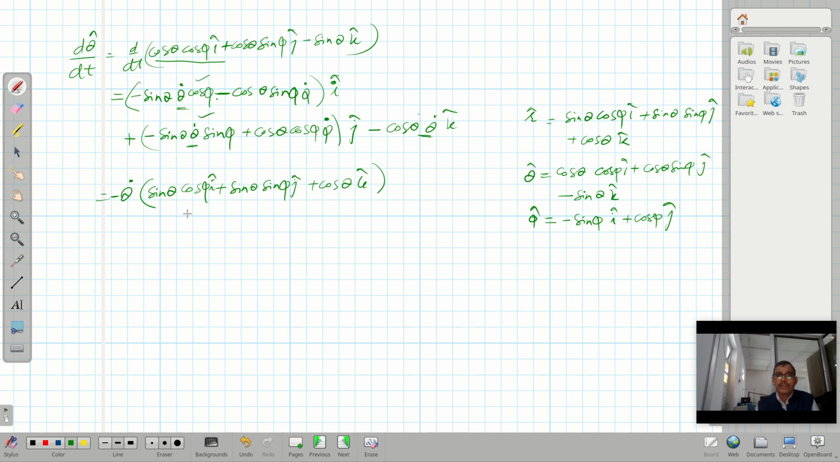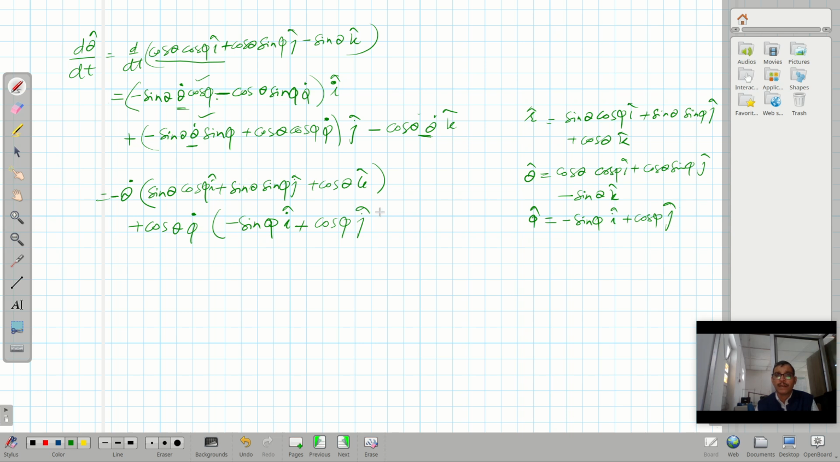So cos theta, phi dot can be taken outside, so it is plus cos of theta phi dot, and inside it is minus sin phi i cap and plus cos phi j cap.